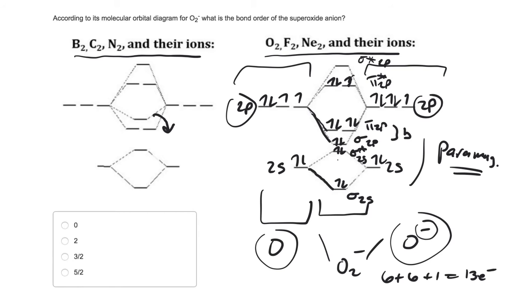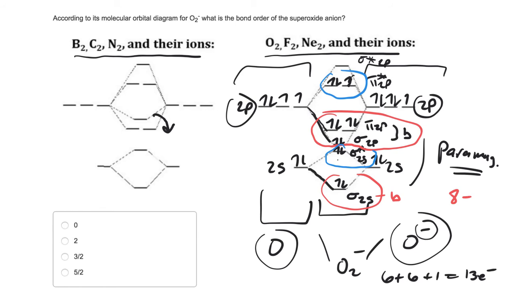And so our bonding electrons are 2 plus 6. So these are our bonding electrons. So we have 8 bonding electrons. My anti-bonding electrons are just these 2 here, plus these 3. So that's 2, that's 5. Then my bond order is the number of pairs of electrons, so we have to cut this in half. So the bond order here will be 3 halves.